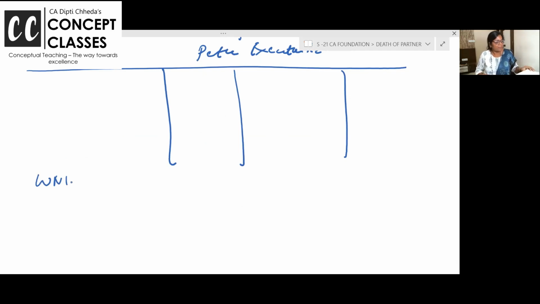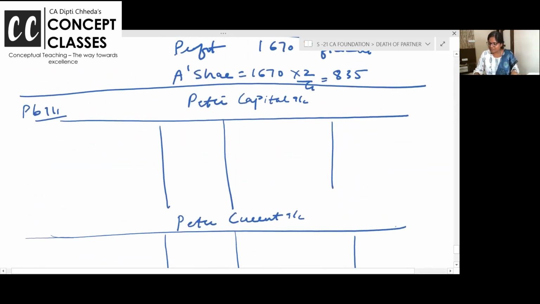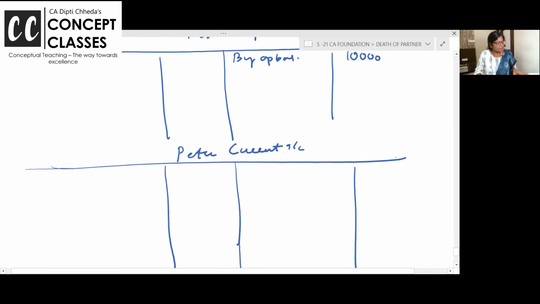Let us start by writing the opening balances. In the fixed capital, Peter is having 10,000. It's given after the 5 points. Are you all making with me? Make Peter's capital account, 2 lines, and write opening balance 10,000.